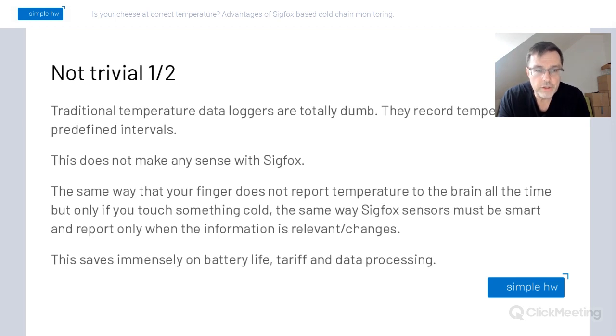So that's how the traditional data loggers work. We think that with Sigfox, you need to have a different approach, because our body works in such a way that your finger is not reporting the temperature to your brain all the time, but it reports the temperature only when the finger is freezing or when it's too hot. The same way, our Sigfox devices need to be smart and transfer the information only when the information is relevant for the use case.